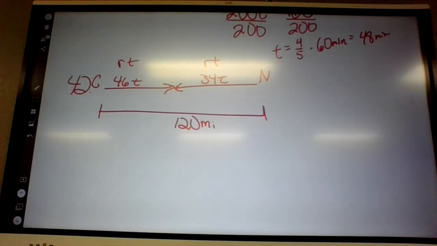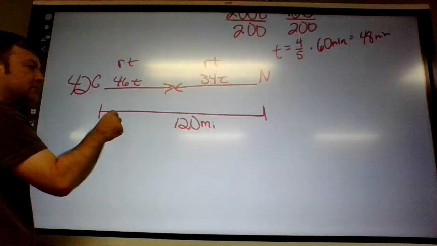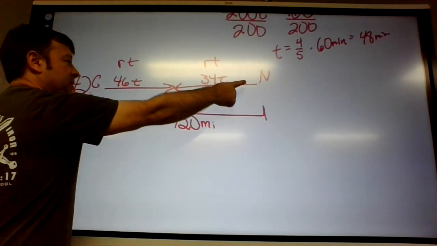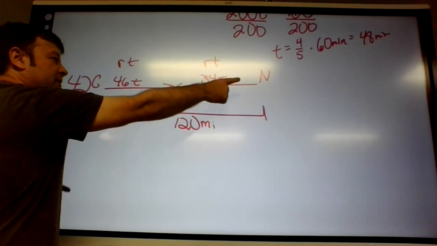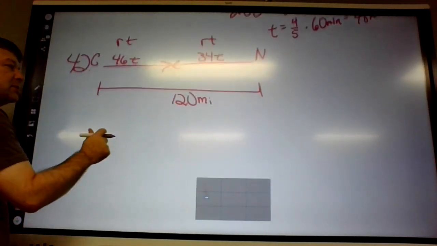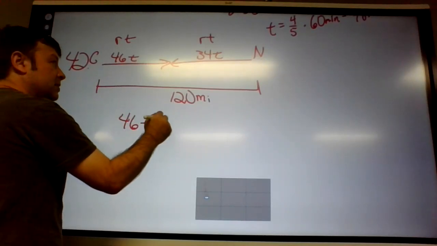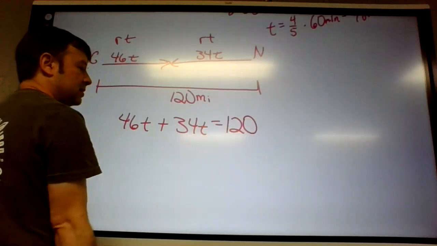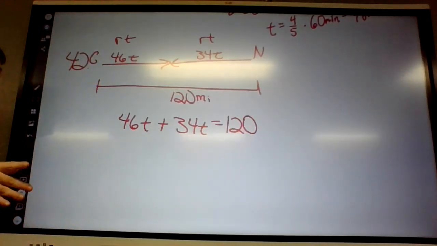So, what is the equation? How are these distances related to each other? Well, I put 46t plus 34t equals 120. Right. Julie's distance plus the other girl's distance, because they're going to travel this whole distance, should equal the 120 miles. So 46t plus 34t equals 120. Okay. There's no trick question on this one. It's just how long is it till they meet. So when you solve that for t, that would be the answer.